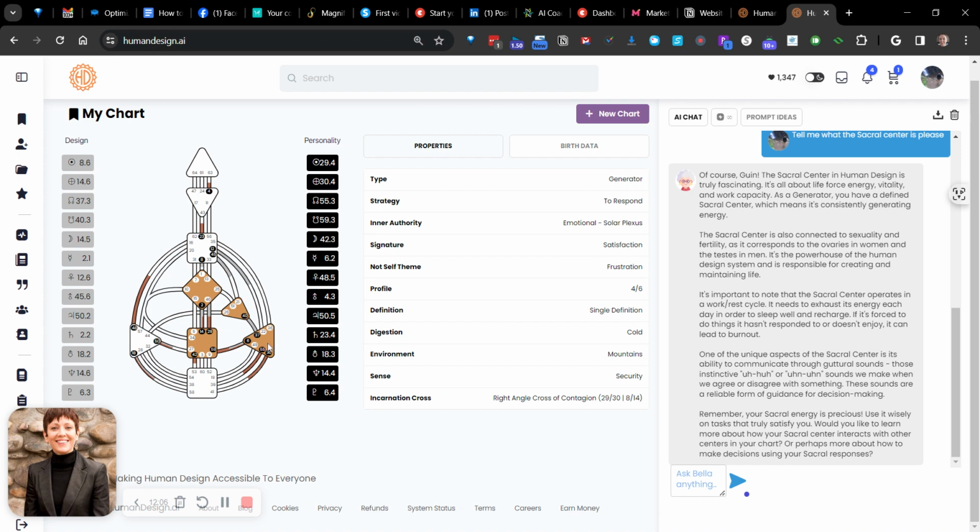To the right is the solar plexus center, and this is the center of emotional awareness. To the left is what is called the spleen center. This center has to do with instinct, intuition, health, and wellness. And down below at the very bottom, appropriately named, is the root center.